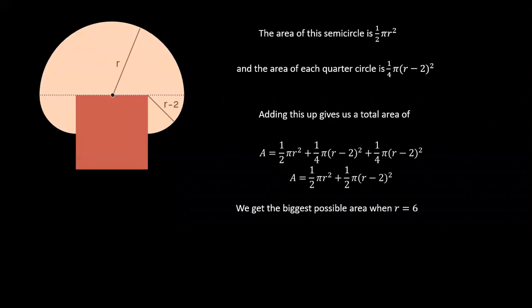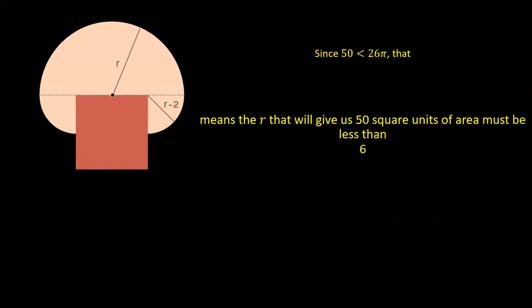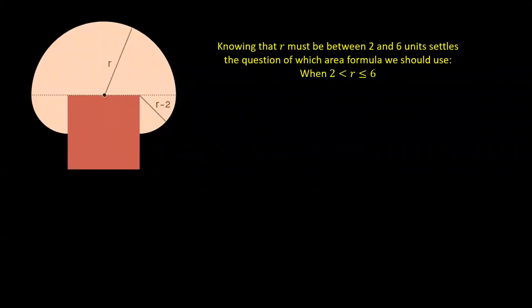which gets the biggest possible area when r is equal to 6, and which gives an area of A equal to 26 pi, approximately 81.68. Since 50 is less than 26 pi, the r that will give us 50 square units of area must be less than 6. Knowing that r must be between 2 and 6 units settles the question of which area formula we should use.